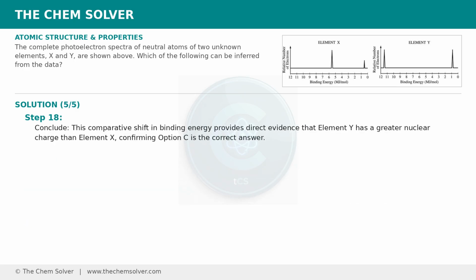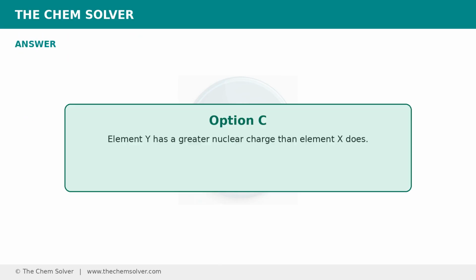Conclude: This comparative shift in binding energy provides direct evidence that element Y has a greater nuclear charge than element X, confirming option C is the correct answer. The correct answer is option C. Element Y has a greater nuclear charge than element X does.